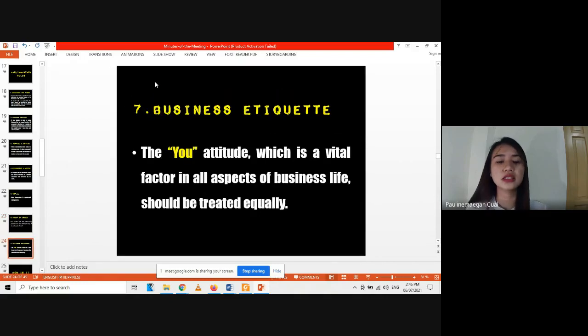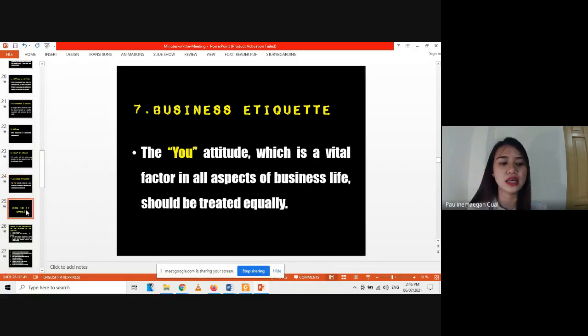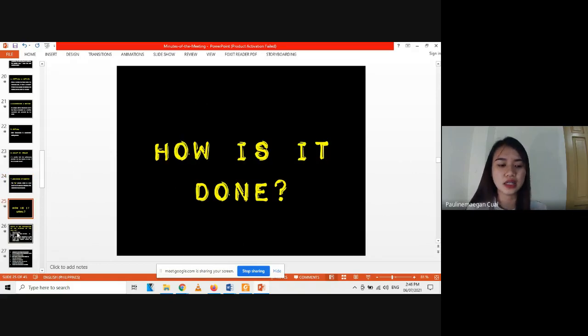So you may raise a point of order, and it's up to the presider if that will be considered or not. Next is the business etiquette. The you attitude, which is a vital factor in all aspects of business life, should be treated equally. So that is about the etiquette in terms of business. Now, how is it done?